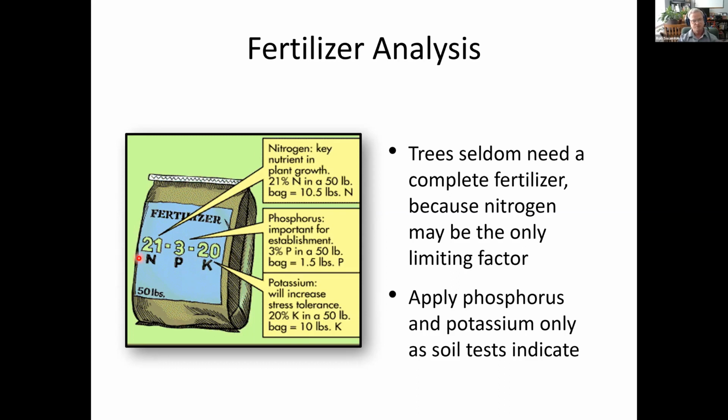You can also purchase it as just a nitrogen source, just a potassium source, and just a phosphate source. So you could get it and then mix it yourself to create a custom blend. We like to only apply phosphorus and potassium as a soil test indicates. We'll talk a little about soil testing and what that can tell us.